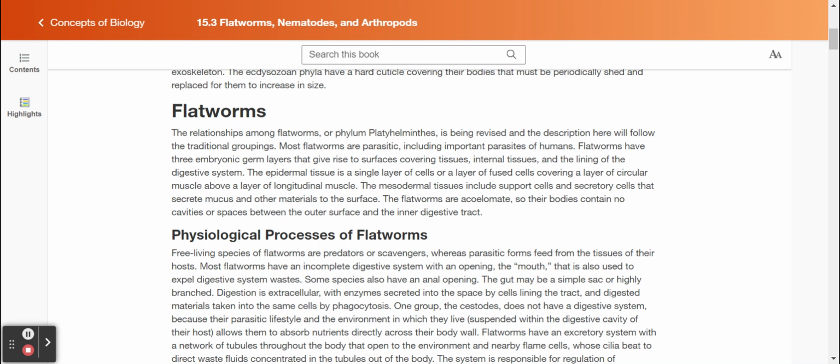Flatworms have 3 embryonic germ layers that give rise to surfaces covering tissues, internal tissues, and the lining of the digestive system. The epidermal tissue is a single layer of cells or a layer of fused cells covering a layer of circular muscle above a layer of longitudinal muscle. The mesodermal tissues include support cells and secretory cells that secrete mucus and other materials to the surface. The flatworms are acoelomate, so their bodies contain no cavities or spaces between the outer surface and the inner digestive tract.